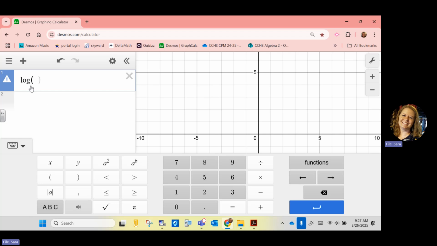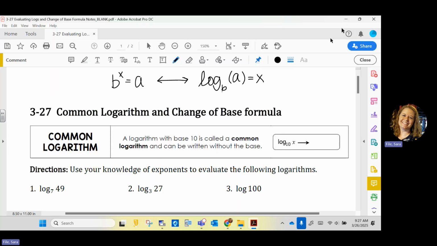And that's what a common log is. When no base is written, it is understood to be base 10. A logarithm with a base 10 is called a common log, so you can write it without a base. Log base 10 of x is the same thing as just log of x with no base written. So if you have no base written on your logarithm, it is a base 10, which we call a common log.